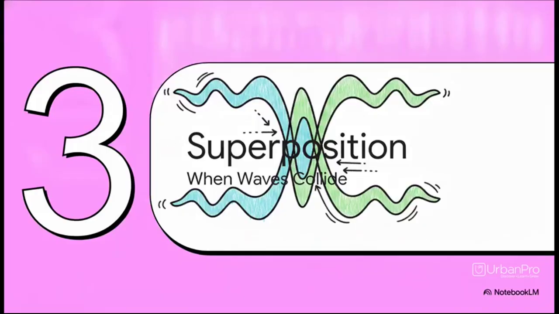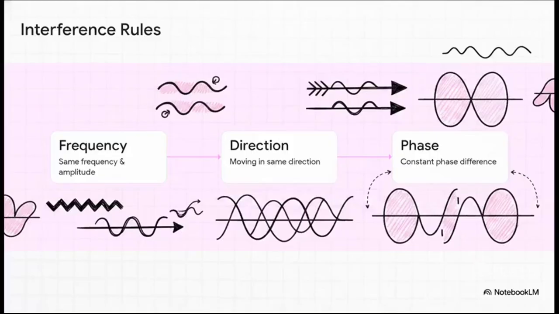Section 3, The Principle of Superposition, When Waves Collide. So far, we've only looked at a single wave traveling all by itself. But let's be real, the universe is messy. What actually happens when two separate waves intermix in the exact same space?